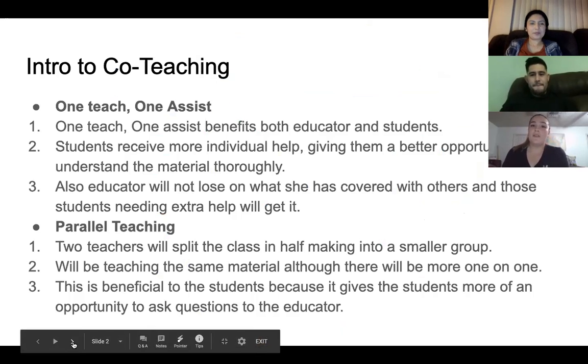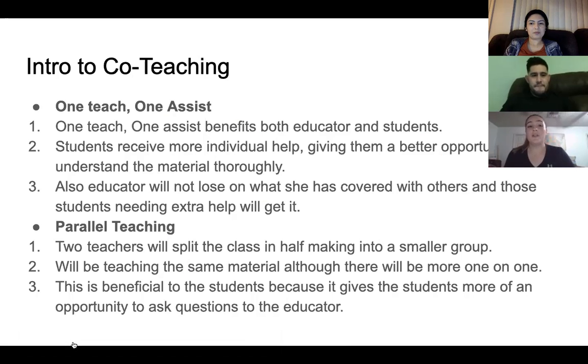So, the first reflection we're going to go over is Intro to Co-Teaching, which is the 6 different strategies of different types of teaching. The first one is One Teach, One Assist, which benefits both the educator and the students. Students receive more individual help, giving them a better opportunity to understand the material thoroughly. Also, educators will not lose on what they have covered with others, and those students needing extra help will get it.